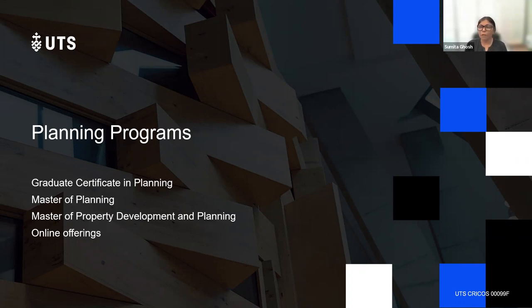So if anyone has completed Master of Property Development, they can come and do the Master of Planning and have two degrees. You get RPL for subjects that are done in property development and in planning. And if you want to do property development after doing Master of Planning, you get the RPL of the subjects that are completed in Master of Planning.